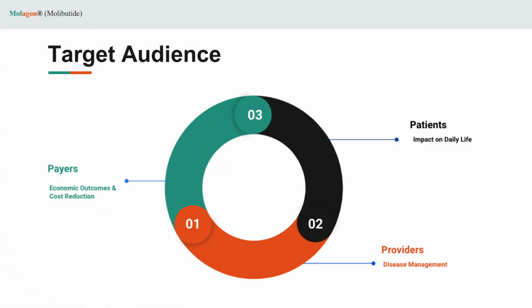This diagram represents the target audience for Malagon, which includes the patients, providers, and payers. From the patient's perspective, we took into consideration the impact Malagon would have on their daily lives. Malagon would provide easier administration in terms of frequency, which would also increase patient adherence. We also took into consideration how healthcare providers such as physicians, pharmacists, and nurses would utilize Malagon in disease management. Lastly, we took into consideration how payers would view Malagon as a value-based treatment that would provide solid results at an affordable price.